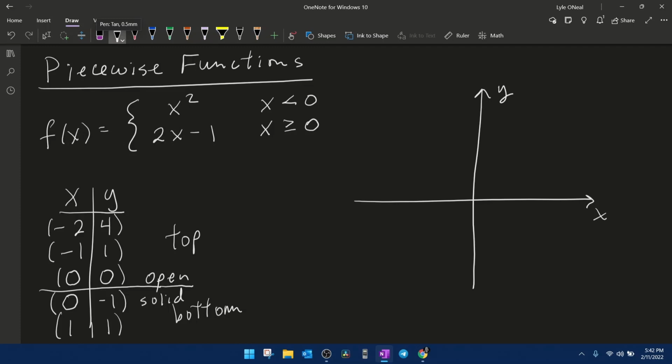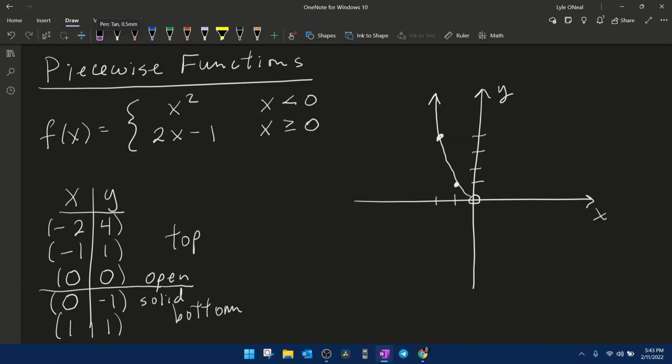Now to the coordinate system. Let's plot our points. First, I've got -2, 4. Next, -1, 1. And 0, 0, the origin's going to be an open circle. Remember that for values less than 0, which would be anything left of the origin, they're going to be quadratic. So we should see a parabola, something like that. So we feel good about that because the points that we plotted actually fit on a parabola.